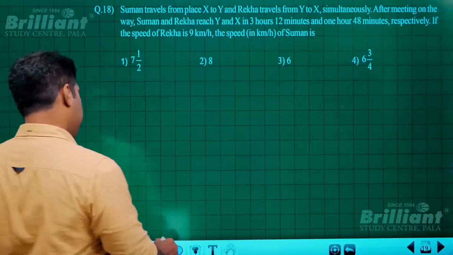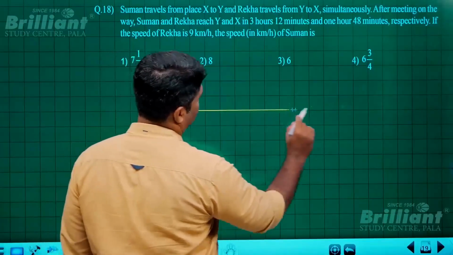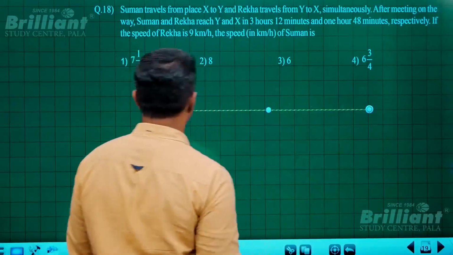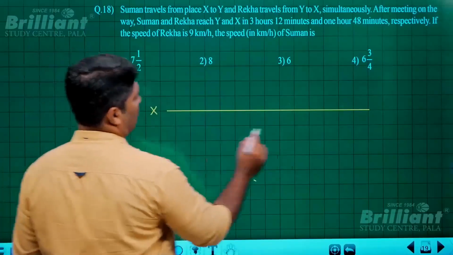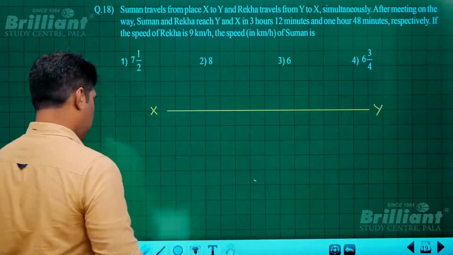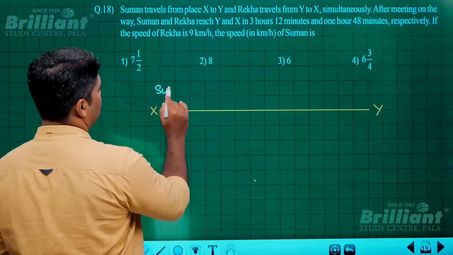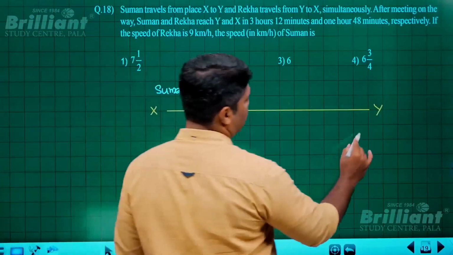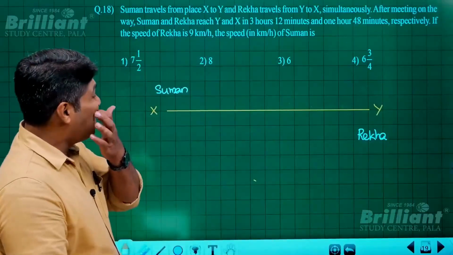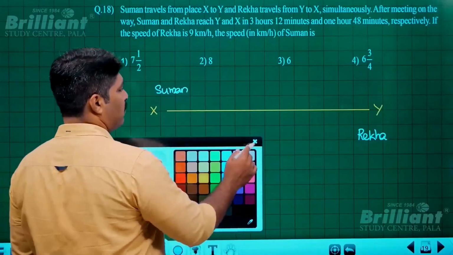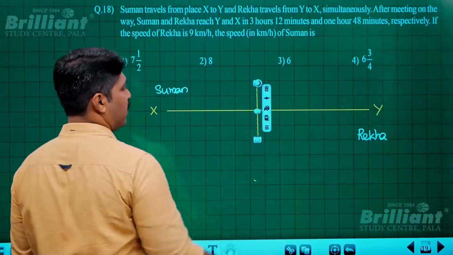So first of all, you have to understand the concept here. You just consider their journey in a straight line. So here the points are X and Y. Suman travels from X to Y. Rekha travels in the reverse order. So they started, and after a certain time, they met at a certain point. Suppose they met at this point. So this is the meeting point here.